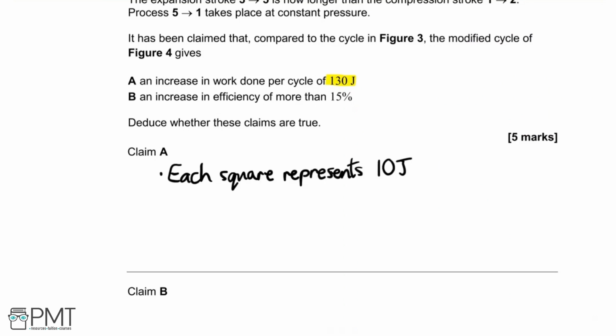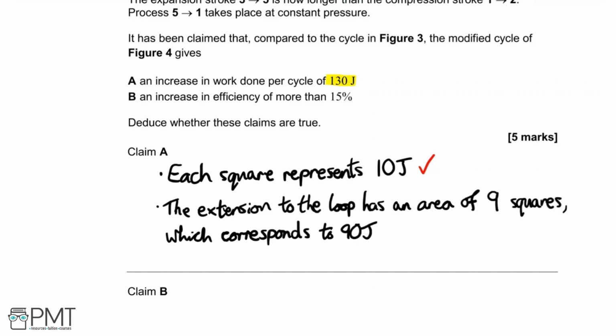So each square represents 10 joules. That's your first mark. Your second mark will be for not only saying that that extra area on the graph is 9 squares, but that it's also an increase of 90 joules. So there's your second mark. So claim A is untrue. We'll talk about the mark for this point a bit later on.